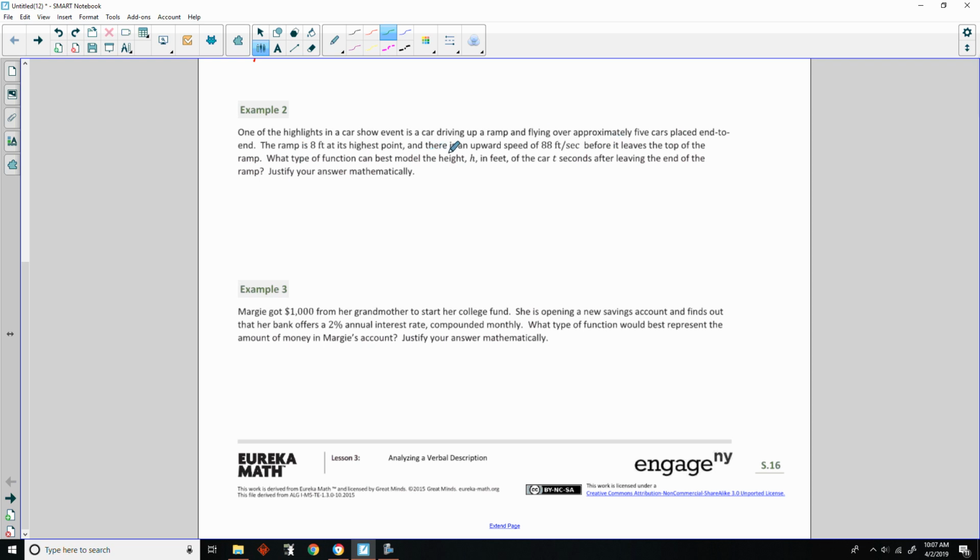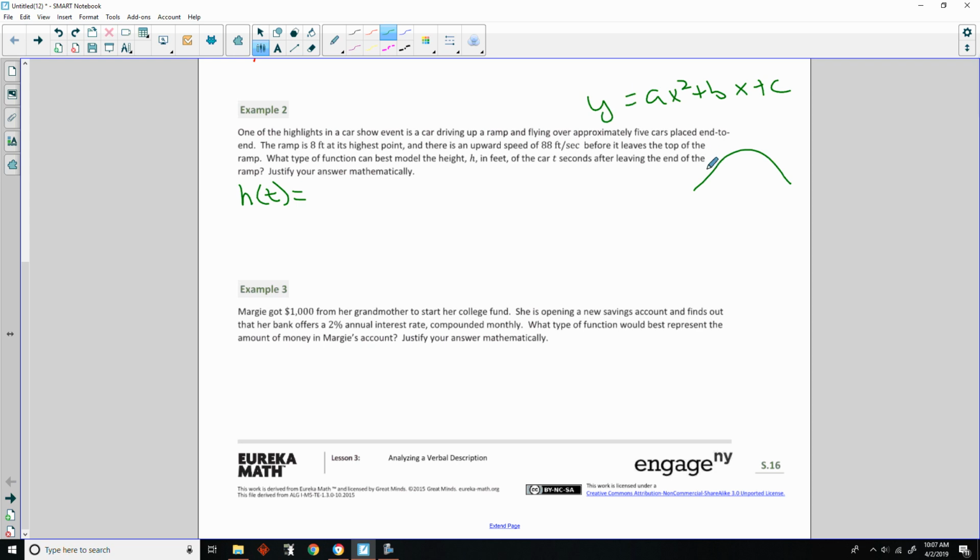What type of function can be modeled the height h in feet of the car? So that would be h of t, based on time. The height with respect to time equals. After leaving the end of the ramp, justify your answer mathematically. Okay, so this needs a little bit of thought. Okay, the car's going like this. So if I think that that's a quadratic, it's ax squared plus bx plus c.